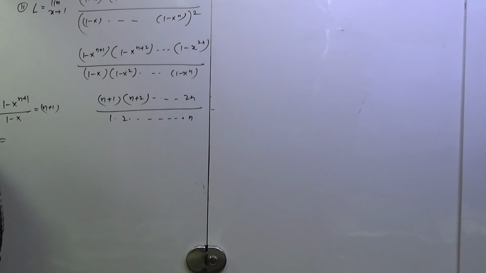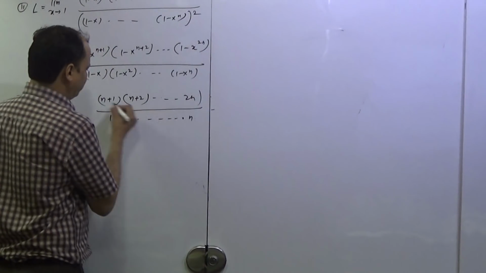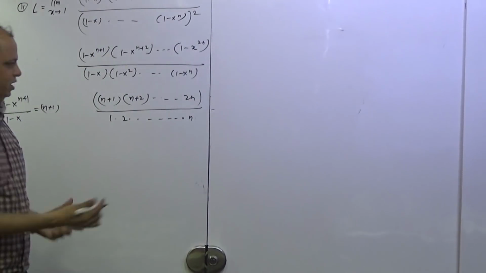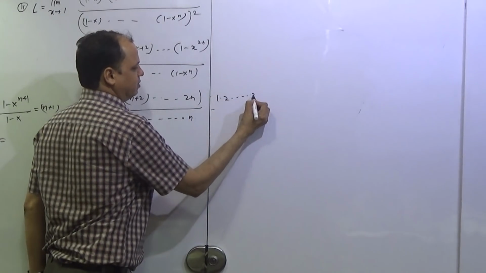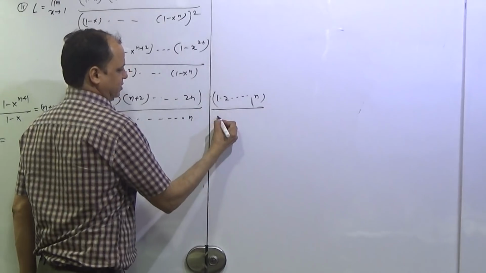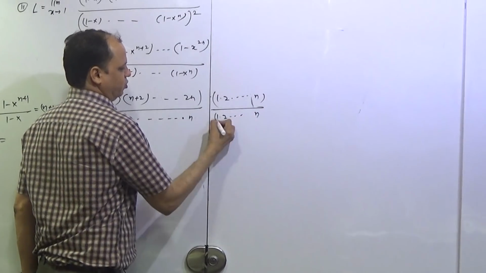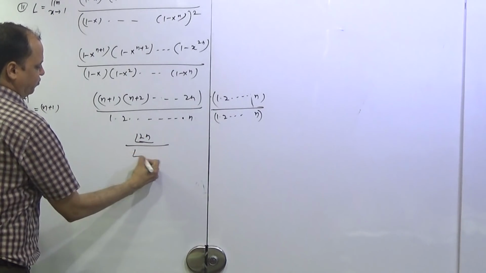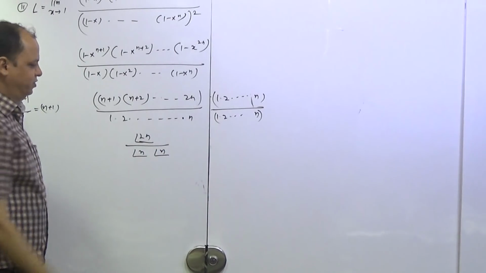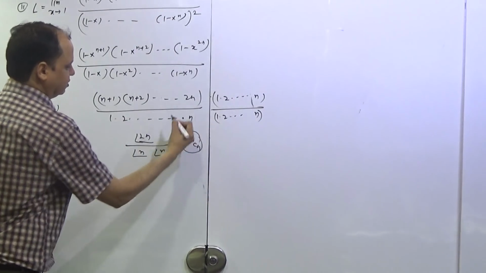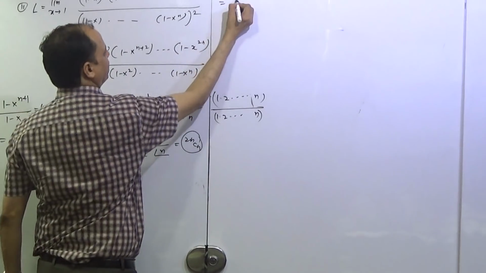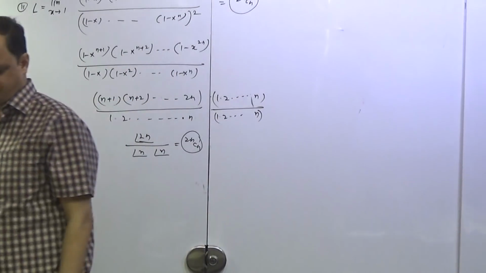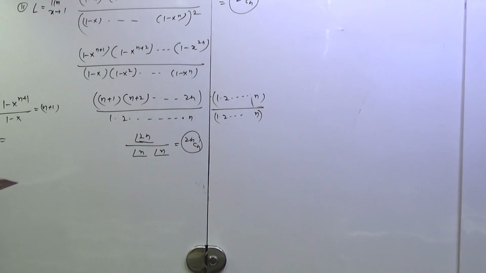This is our final answer, but I want to write it in another way. If I multiply and divide it by 1, 2, 3 up to n, we get 2n factorial by n factorial. Plus 1, 2, 3 up to n. What do you get here? Factorial 2n divided by factorial n and factorial n. This is actually 2n choose n. So this limit is actually coming out to be 2n choose n. On the basis of this limit, the rest of the problems A, B, C, D can be solved. So question number 11 is over.